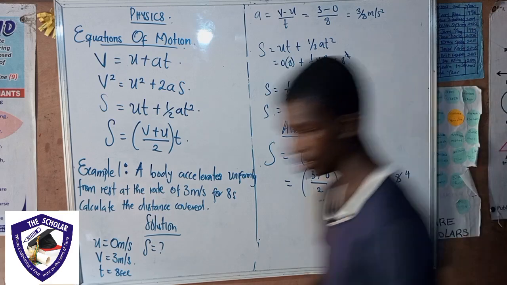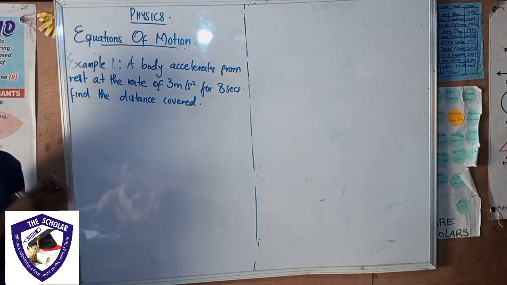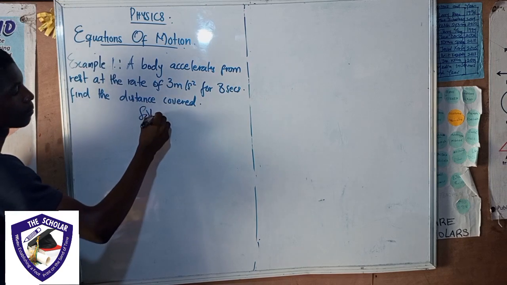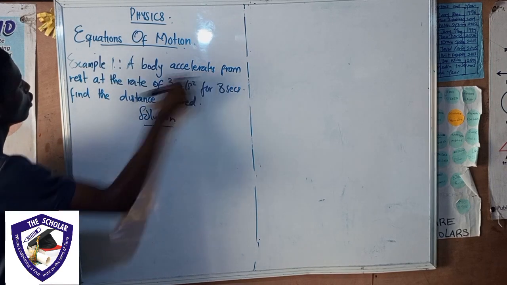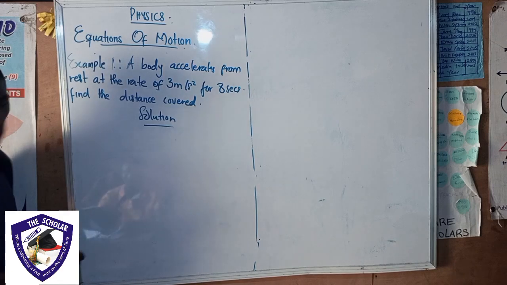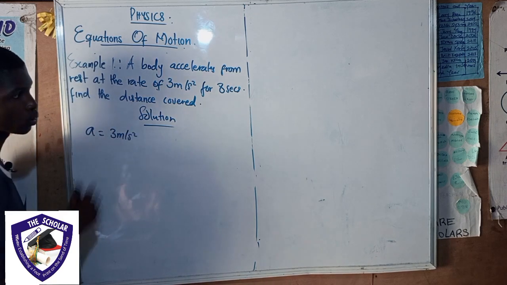Now let us solve example 2. We have a question here for after the equations of motion. Now, this is how to apply them. We have a body accelerates from rest at the rate of 3 meters per second square. Because 3 meters per second square is for acceleration. That means our acceleration is given to be 3 meters per second square.